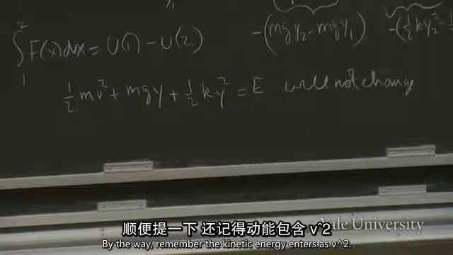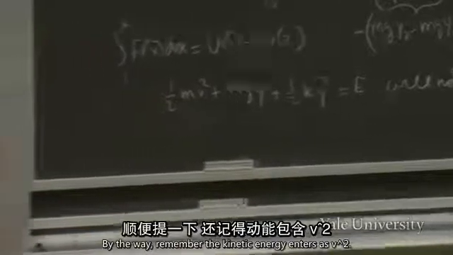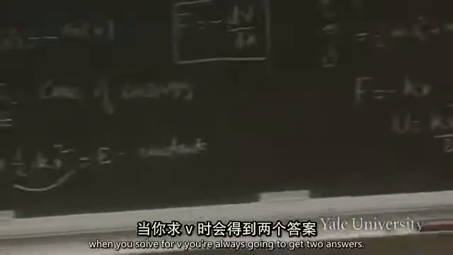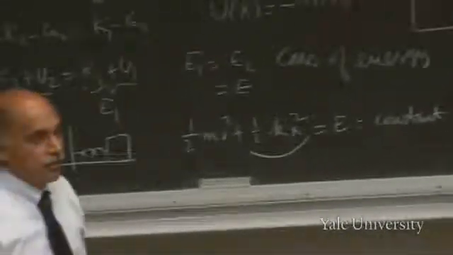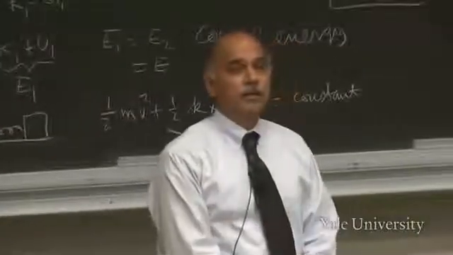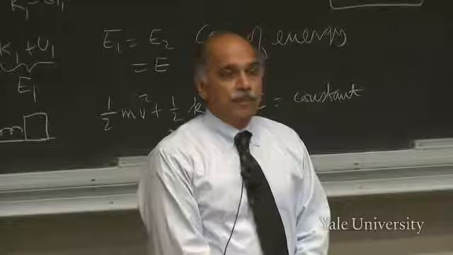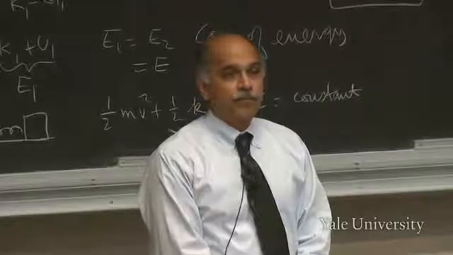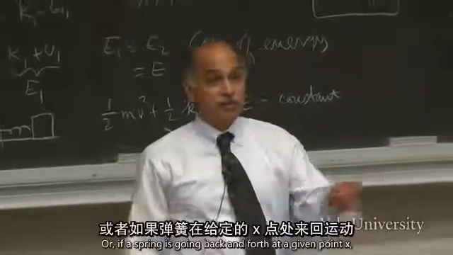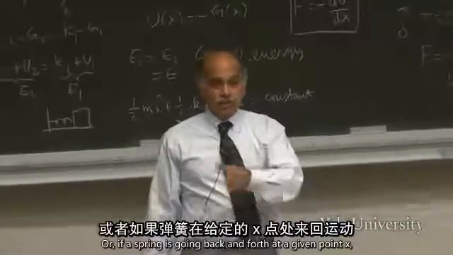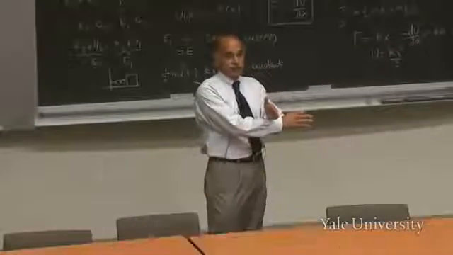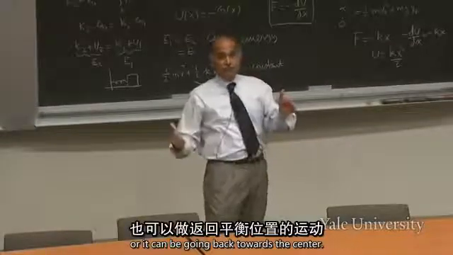By the way, remember the kinetic energy enters as v squared. You can imagine when you solve for v, you're always going to get two answers. Why is that? Does it make any sense? Yes? Because you're going to have the same potential energy, like in that spring problem, if you're oscillating, when you're in a certain position, you could be either moving down or up. Or if a spring is going back and forth, at a given point x, you can have two velocities, because you could be going away from the center, or you can be going back towards the center.